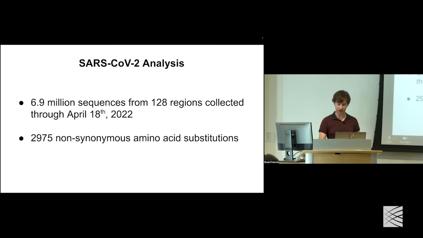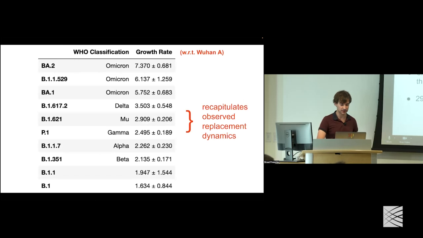Okay, so let me jump into the results. We downloaded 6.9 million sequences from 128 regions using data through April 18th of this year. We used 2,975 non-synonymous amino acid substitutions. Recall that our model is going to deliver 2 kinds of inferences. First, we have allele level inferences because we have these betas. We also have this linear fitness model that connects beta to the basic reproduction number, and so we also get variant or lineage level inferences. I'm going to first start with the lineage level inferences.